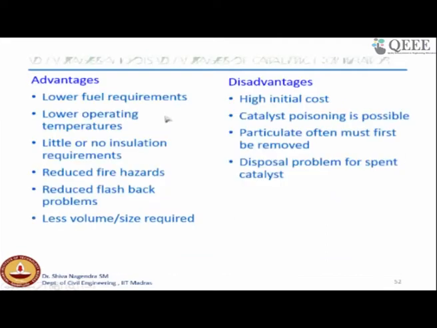These are some of the advantages of the catalytic converter: low fuel requirements, lower operating cost, little or no insulation, reduced fire hazards. High initial cost. Sometimes catalyst poisoning will be an issue. Particulates often need to be removed first, otherwise the efficiency of the catalytic converter will be lower, and you will also come across a disposal problem for spent catalysts.